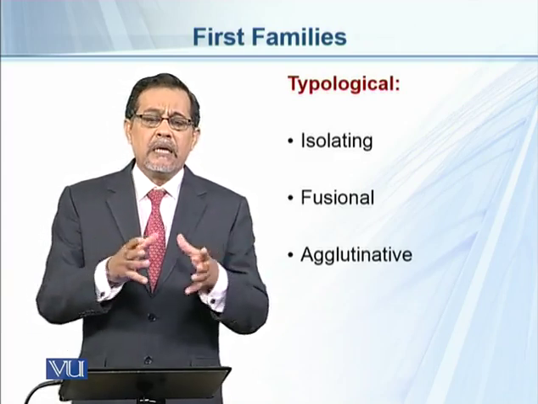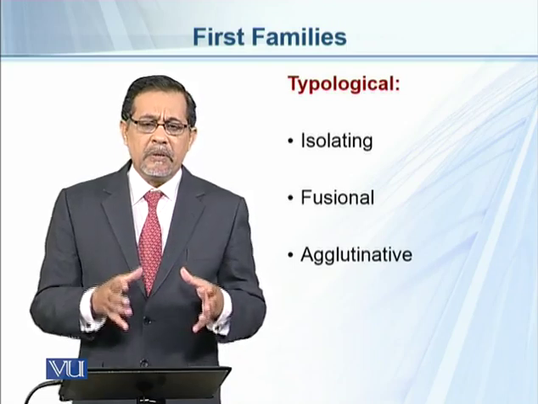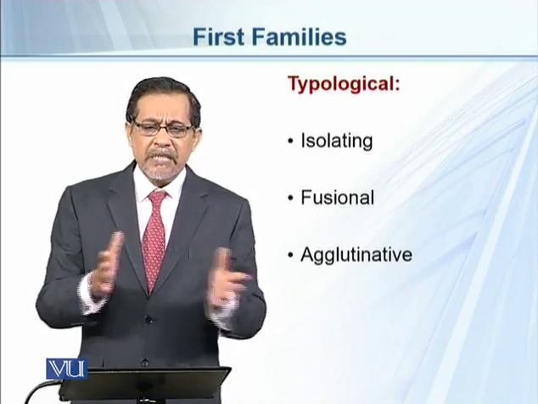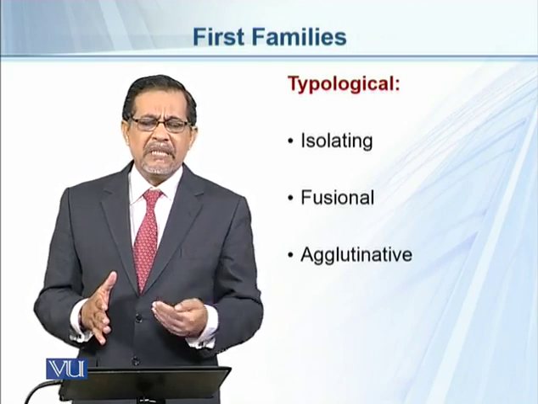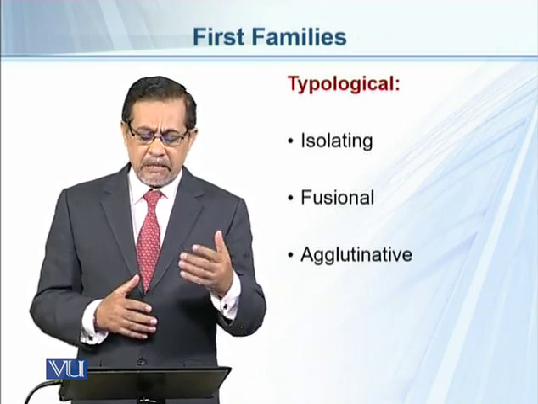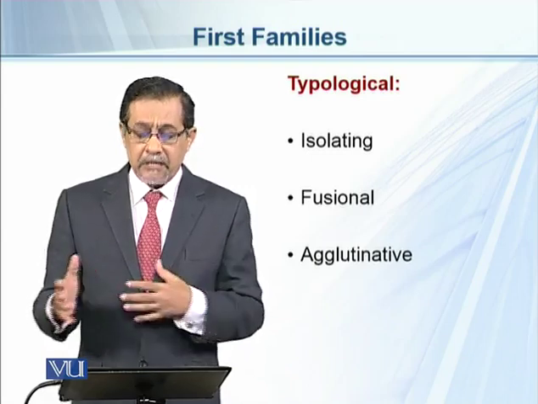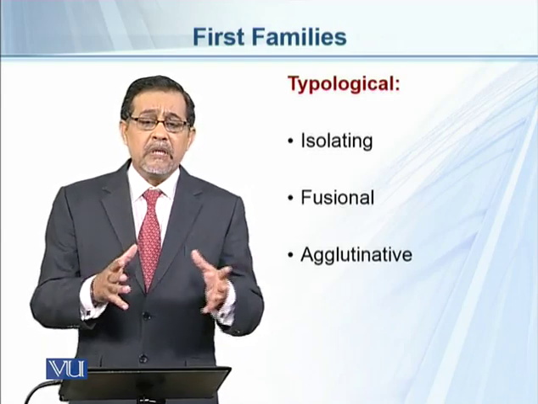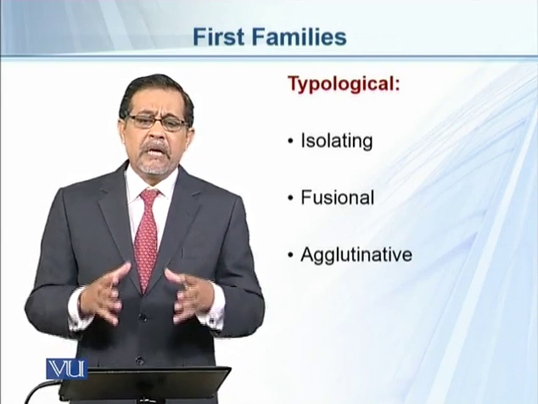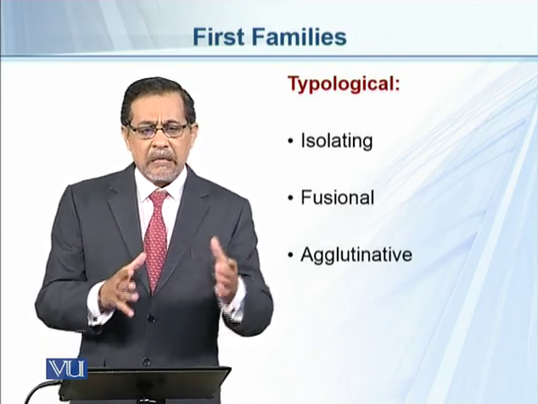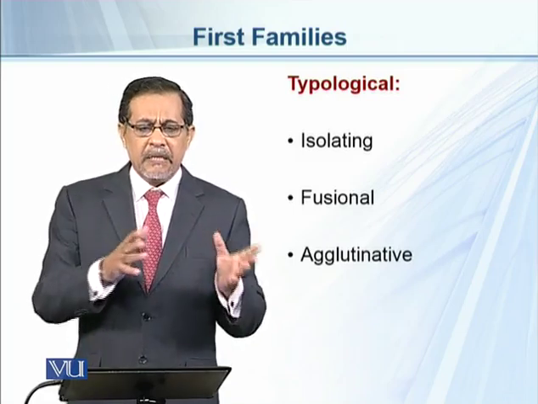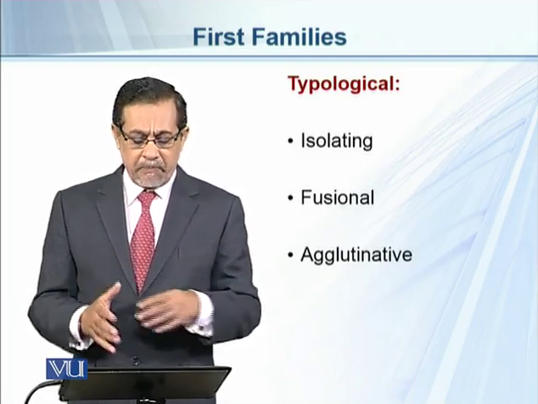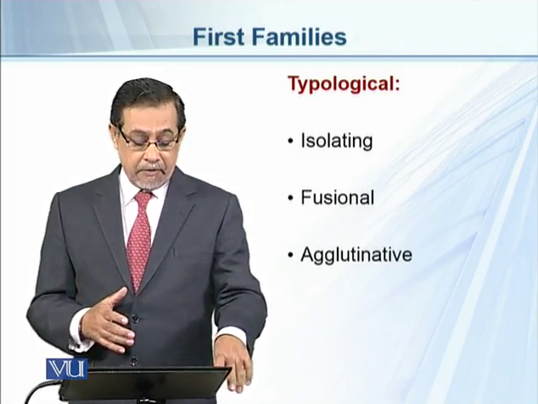Fusional languages are a combination of many morphemes, but the boundaries of morphemes are not clear. And Latin is an example of this type of language. Agglutinative language also is a combination of different morphemes, but there are free morphemes and there are bound morphemes. The Turkish language is an example of this type of language.